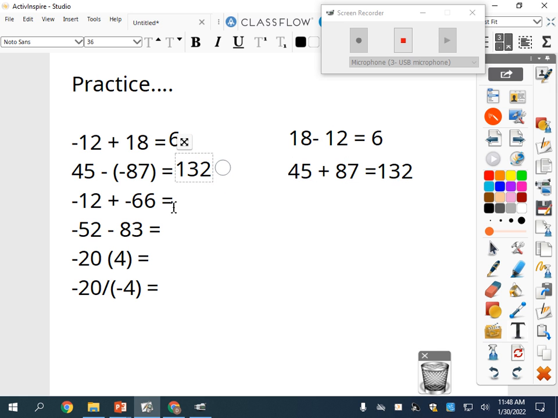All right, this one right here, oh, I'm adding two of the same sign. They're both negative, so I'm just going to add 12 plus 66, which comes out to be 78. And they're both negative, so my answer is a negative 78.